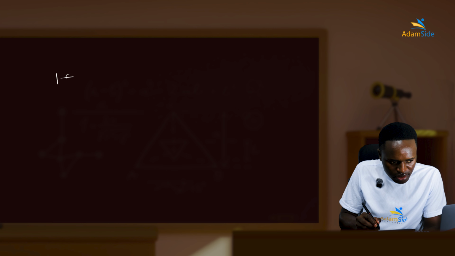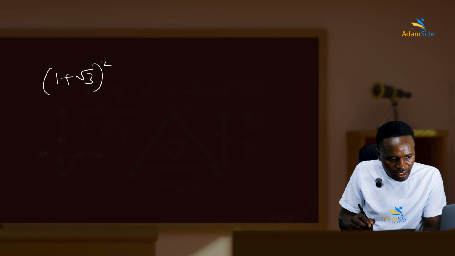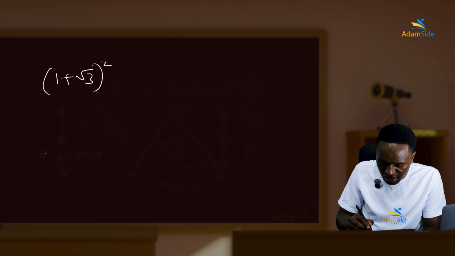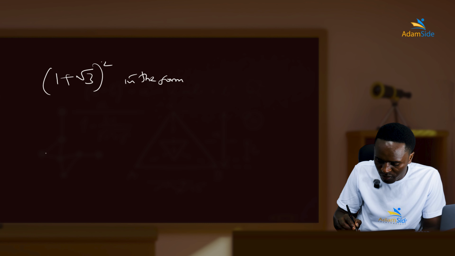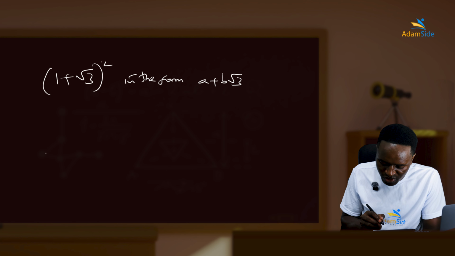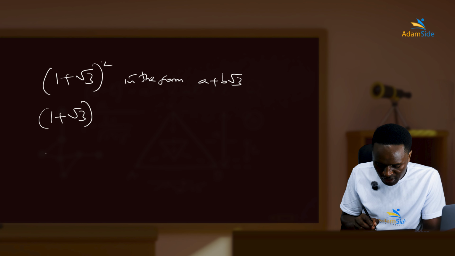Write 1 plus root 3 squared in the form a plus b root 3. So we need to write that. What do you do in that case? Expand: 1 plus root 3, times 1 plus root 3. This is what they mean.